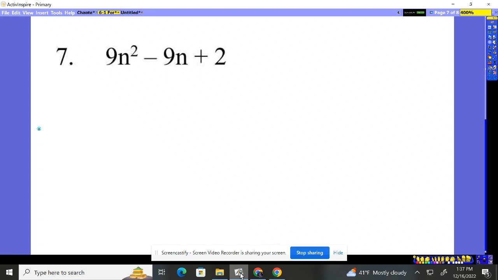Number 7, we want to factor this trinomial. Now, we don't know what to do when there's a value in front of the n squared. What do we do? We're going to use a method called busting b. All right, so here we go.